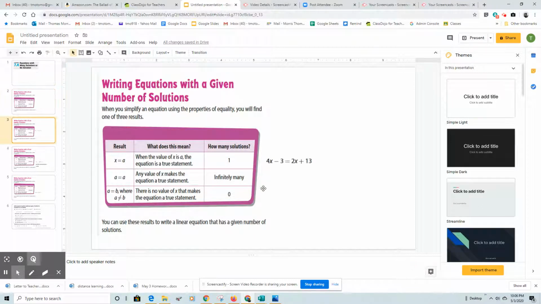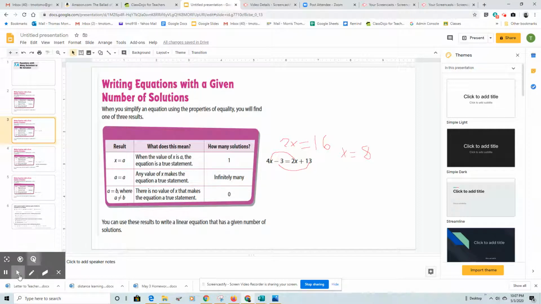Here's an example of where you would solve for x. So you solve for x on both sides, right? Subtract the 2x over here, add the 3 over here, and once you do that, you have 2x equals 16, and then after you divide, you have x equals 8. So there's one solution to that equation. That's the majority of everything we've been doing so far.